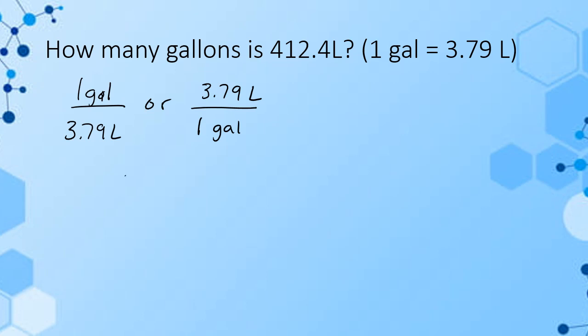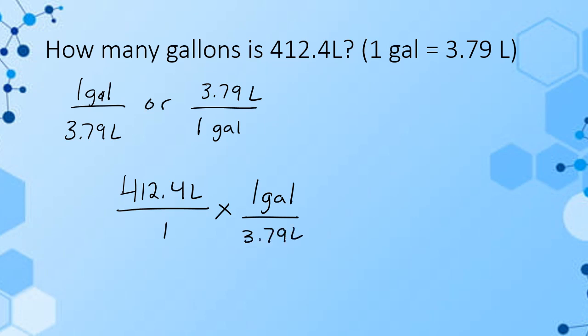We have 412.4 liters, and we can put that over 1 for appearances if we want to. Multiply it by our conversion factor. Again, we're trying to cancel out liters here and get to gallons. So we're going to pick the conversion factor that leaves us with gallons on top and cancels the liters on bottom, since liters is on top to begin with. I will use the conversion factor that says 1 gallon per 3.79 liters.